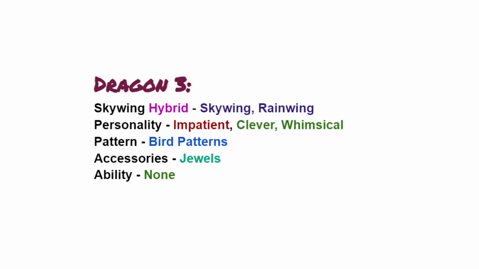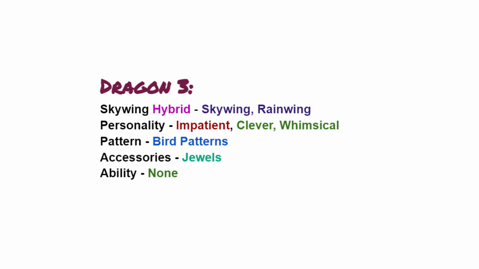For this episode's final dragon, we've got a Skywing Rainwing hybrid, whose personality is impatient, clever, and whimsical. She has bird-like patterns, her accessories happen to be jewels, and she has no ability. This is Harpy, a jeweler and decorator for the Midas Hall. I'll admit, I don't really have much for this character.